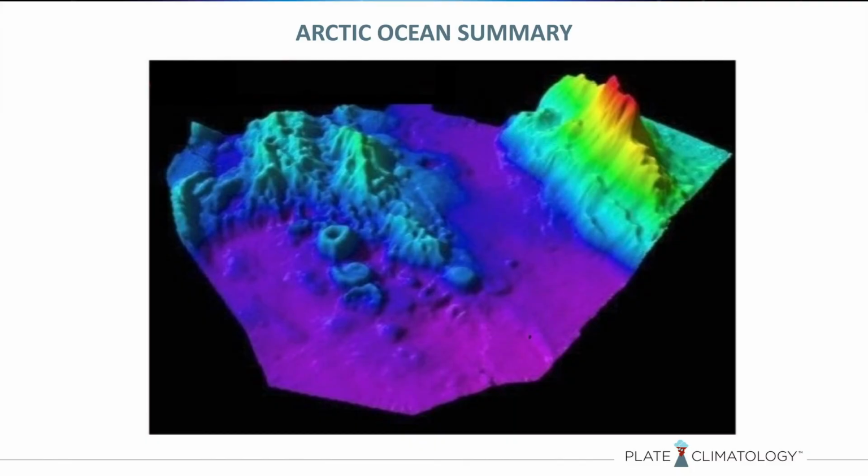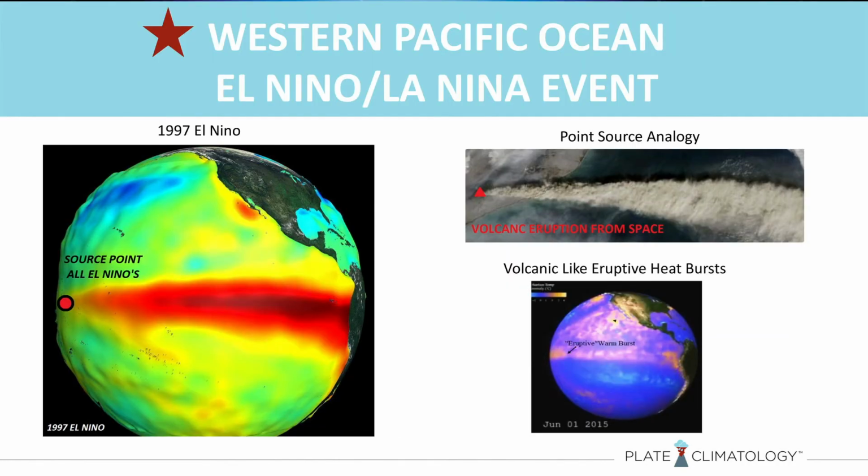Now we move on to the Western Pacific Ocean El Niño-La Niña event. This is one of the most influential events, El Niño, on Earth. It's a climate phenomenon that originates at the same exact point. It has tremendous effects on ocean currents, animal migration patterns in oceans and on land. It's also been considered to be the active reason that several civilizations in South America shut down and moved.